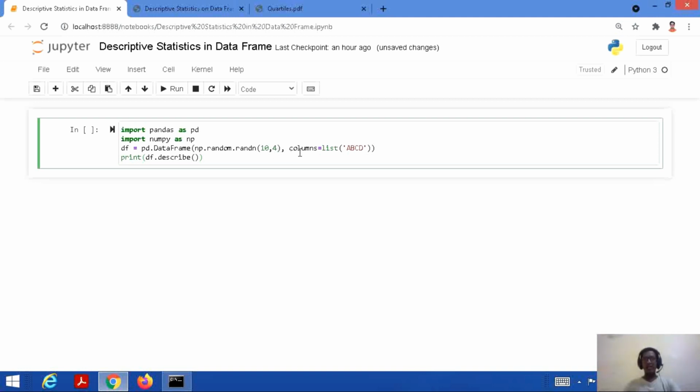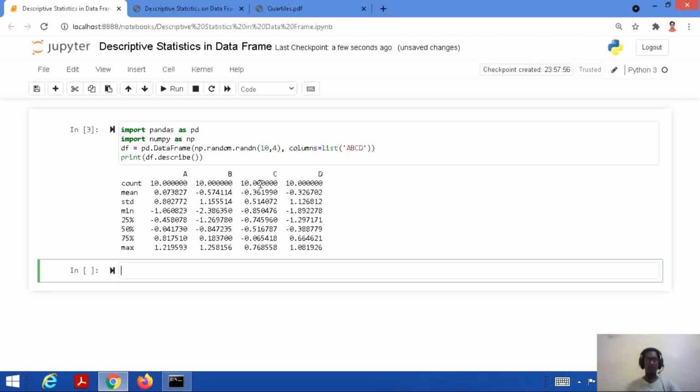We are naming the columns A, B, C, D. That means there are 4 columns. So we are taking one more argument here, which names the column values. Then we are printing df.describe. So here we are using the method describe to see all the statistical measures. So let's save this code and run this code.